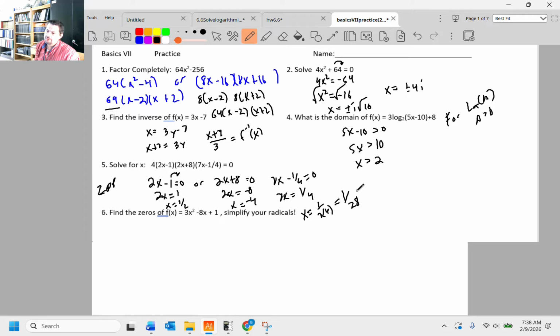Find the zeros of this guy, simplify your radical. You're probably going to use the QF. So your little song goes x equals negative b plus or minus square root b squared minus 4ac all over 2a.